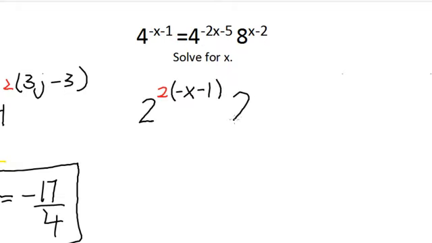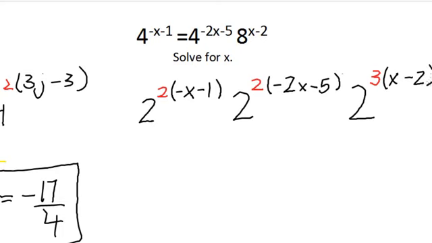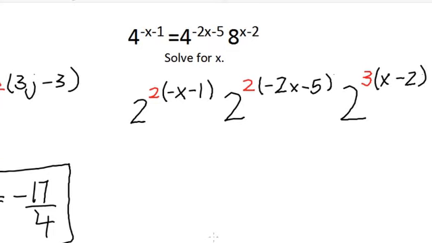Okay, so we have 2 again to the power of 2 times negative 2x minus 5. Okay, and then we have 2 to the third power times x minus 2. Okay, so now we simplify this. We simplify. And then let's see what we'll get.